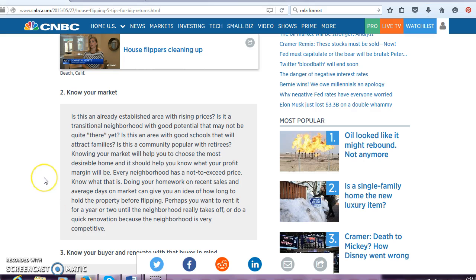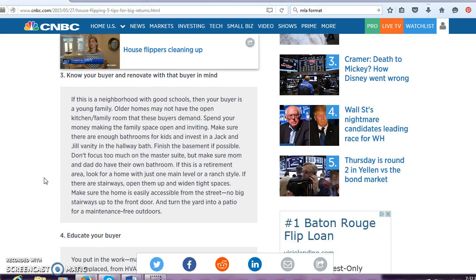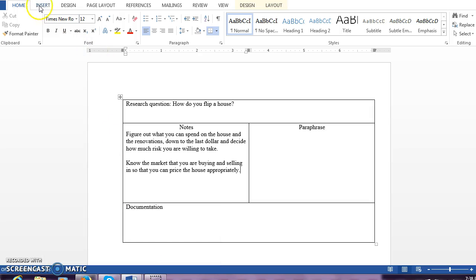Okay, and then the third area that I wanted to take notes on was know the buyer and renovate with that buyer in mind. This talks about how you need to make the house accessible or desirable for a specific buyer. So you need to know who's going to be looking in that area. Are there schools, or is it an older neighborhood, etc. So the note that I wrote for that section was to know the buyer and what they are looking for in a house. Okay, pretty much what that paragraph said.